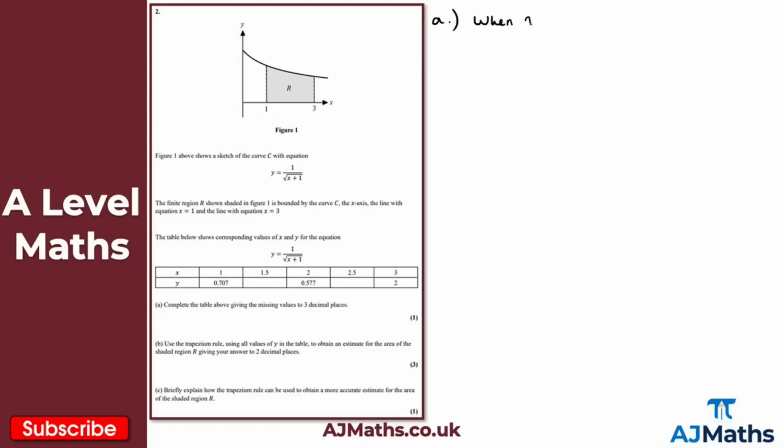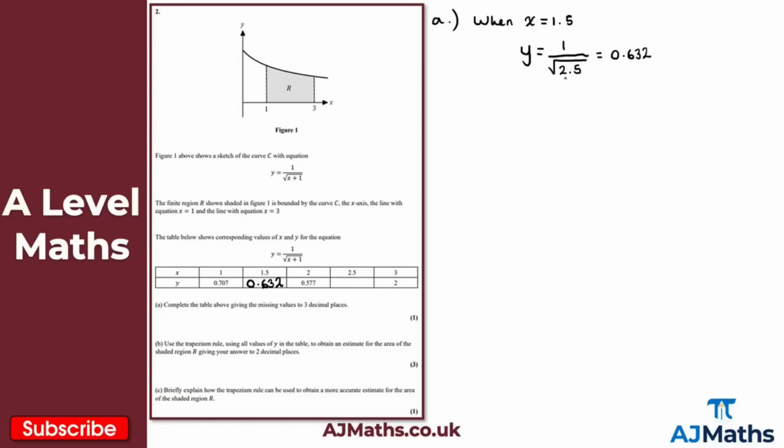So when x equals 1.5 here, in this case then, y would be equal to 1 over the square root of 1.5 plus 1, so it would be the square root of 2.5. Obviously just put this into your calculator here, just make sure that you give your answer here to 3 decimal places. If you do this correctly here, you should get 0.632. This value here.